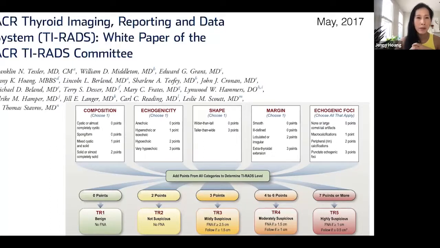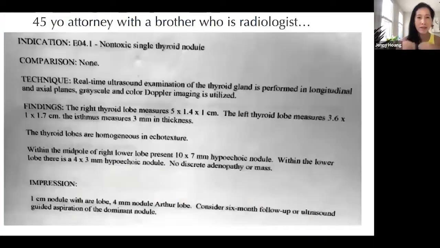And the purpose of ACR TI-RADS, as well as other risk stratification systems, is to address problems like this one on the next slide. This is a radiology report from a friend of mine whose sister is an attorney, and this was her report. And this friend of mine is a radiologist, and he texted me the report and said, "I don't really understand it. What do you think my sister should do?" And so let us all look at this report, which tells us why ACR TI-RADS was developed.